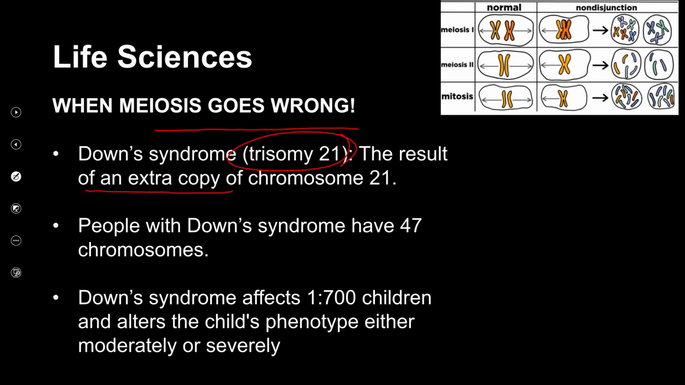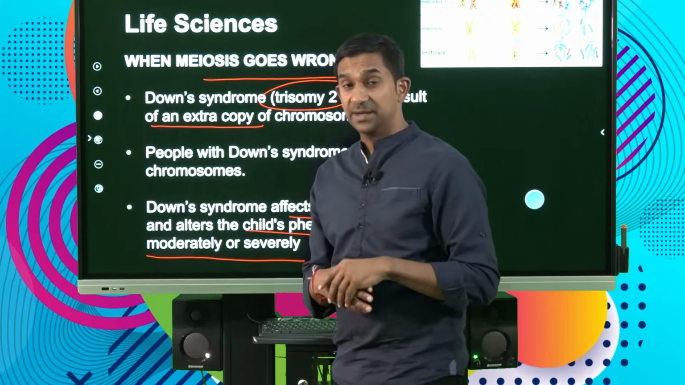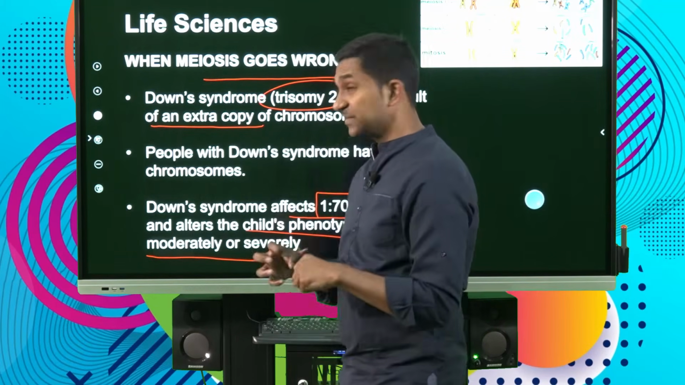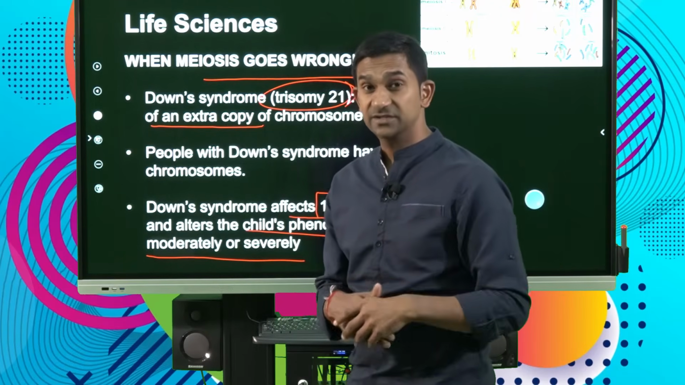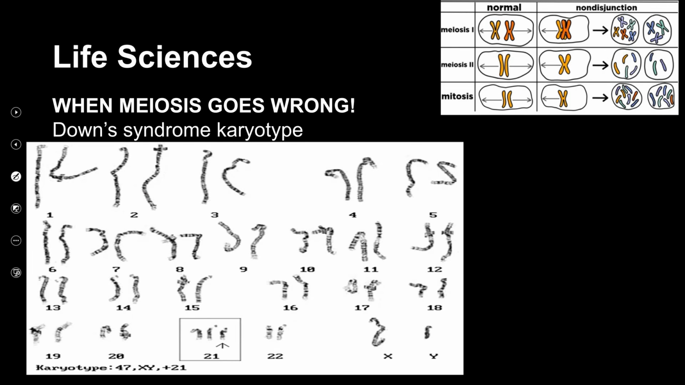Okay, people with Down syndrome have a total of 47 chromosomes, and this approximately affects 1 in 700 children and alters the child's phenotype either moderately or severely. And so we see different effects of this abnormality, and we see sometimes phenotypically lots of characteristics that are identified with these individuals, and we'll discuss some of those in a bit.